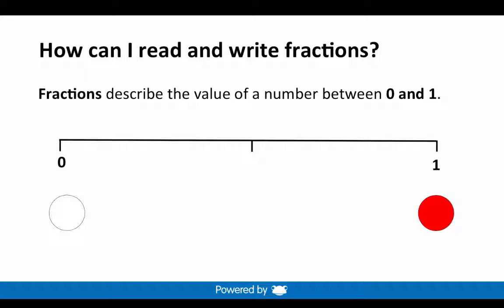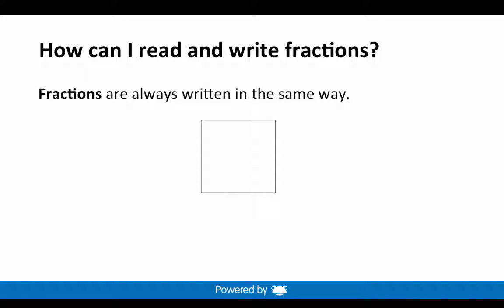This mark is halfway between 0 and 1. It divides the number line into two equal-sized pieces. The circle shows that half has been coloured in. We write the number half like this, 1 over 2. Fractions are always written in the same way.